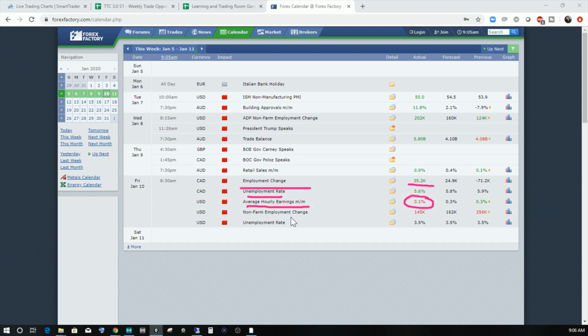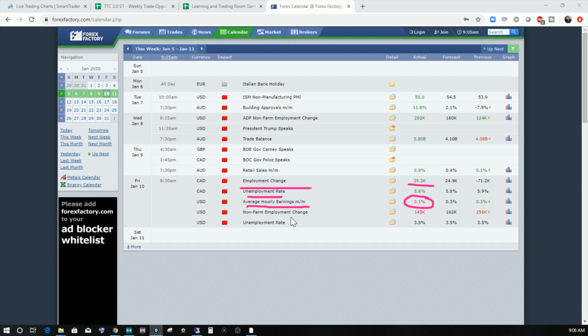Now, we got the jobs. This is horrible. We had two things that were bad on the job numbers. We got 145K. They were expecting 162K. The revised numbers dropped to 256K from 266K, so that's dropped down a little bit as well. Not a good number. The unemployment rate stayed the same, 3.5%.